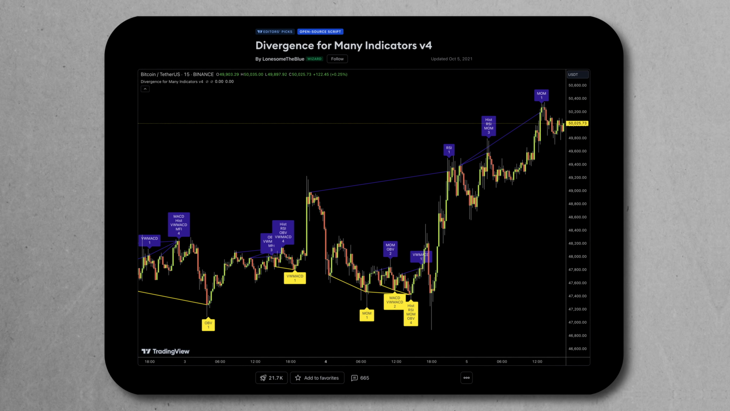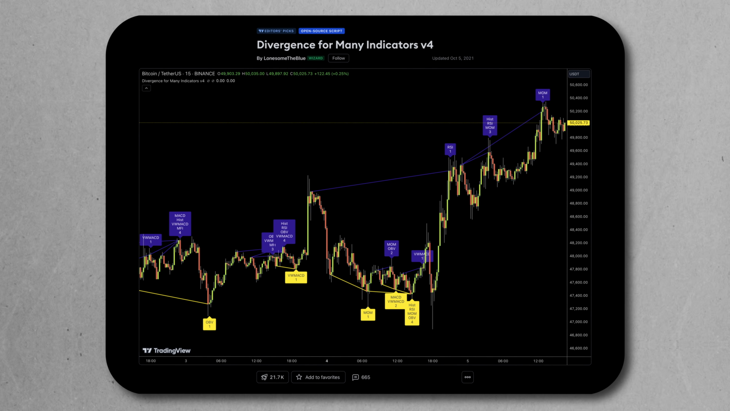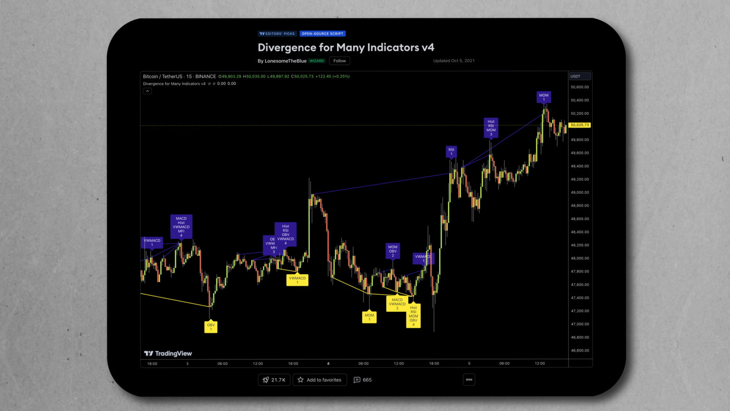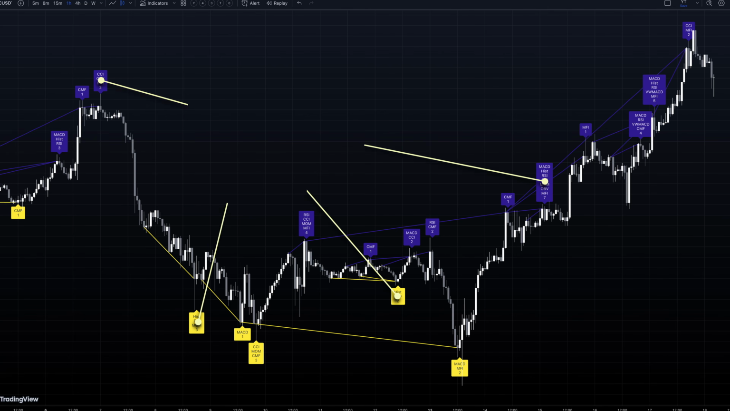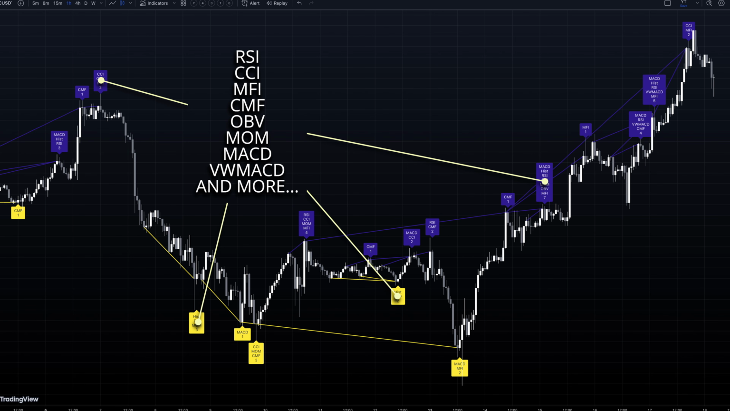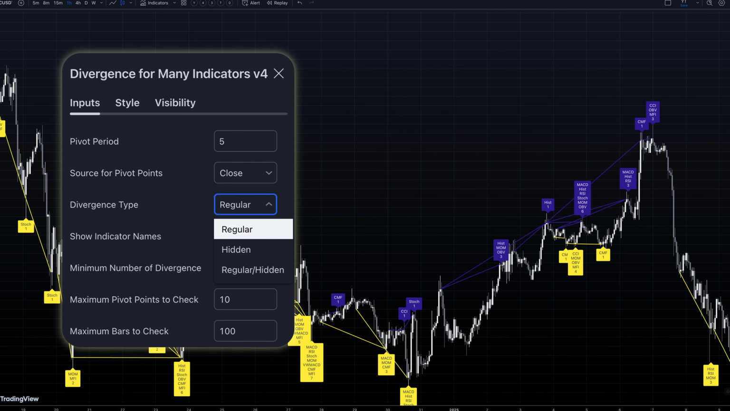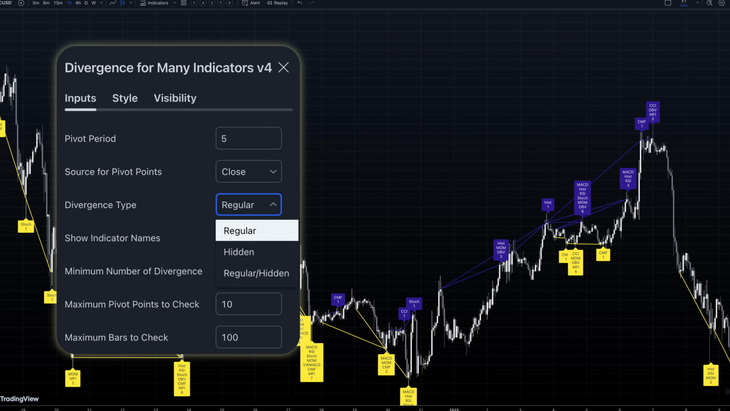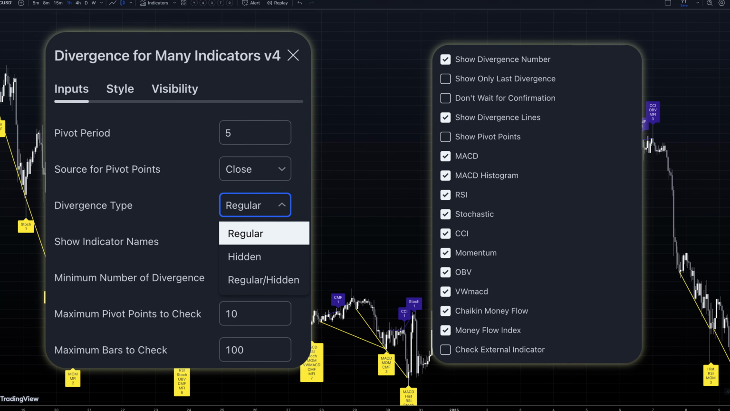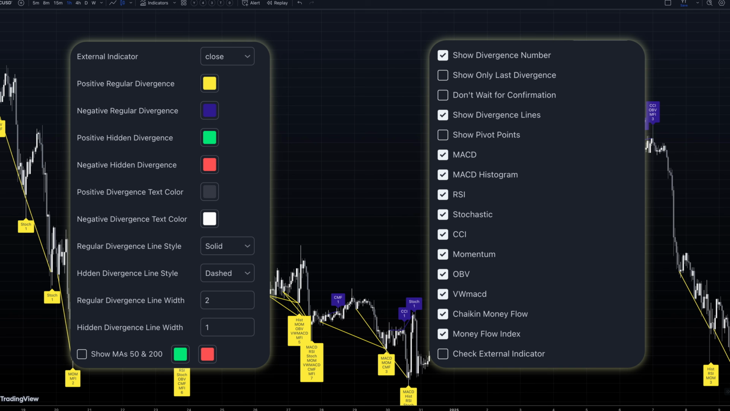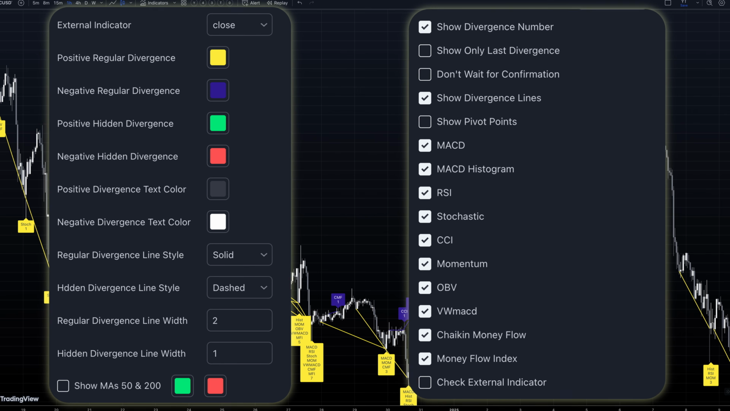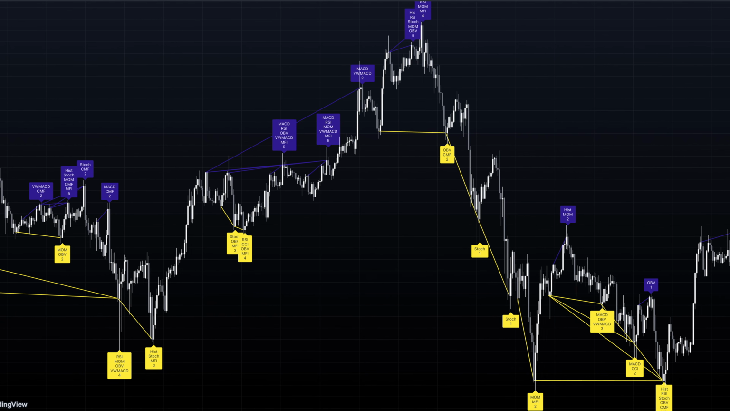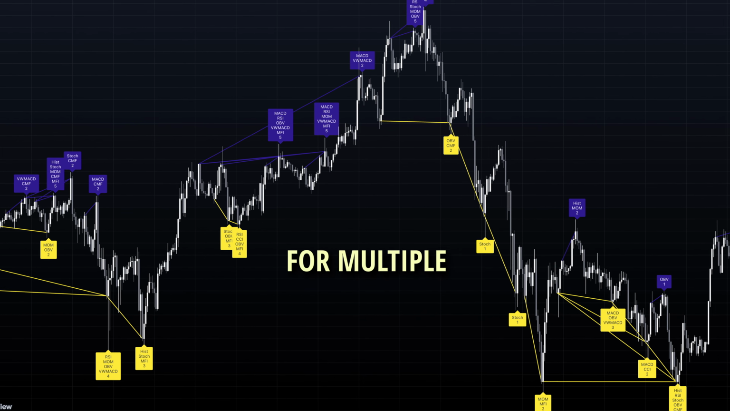For traders seeking a comprehensive approach, the Divergence for Many Indicators V4 indicator by Lonesome the Blue combines these tools and more. Shout out to Brian LeBlanc 2758 for bringing that up. This script allows traders to monitor multiple types of divergence across different indicators simultaneously, streamlining the analysis process. The script allows you to detect both regular and hidden divergences, offering flexibility to suit different trading strategies. It includes customizable features such as pivot point settings, divergence types, and visual options like line styles and colors, ensuring the tool adapts to individual preferences. By consolidating multiple divergence checks into a single interface, it eliminates the need for multiple indicators.